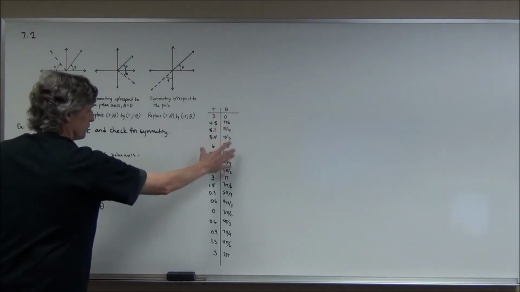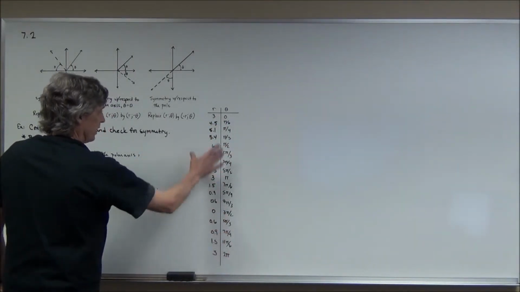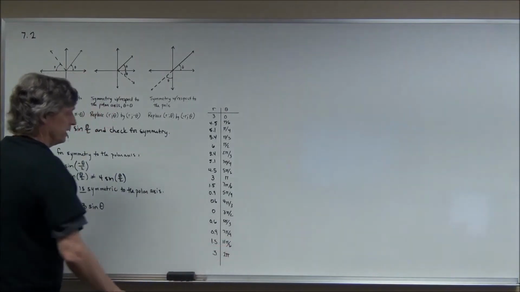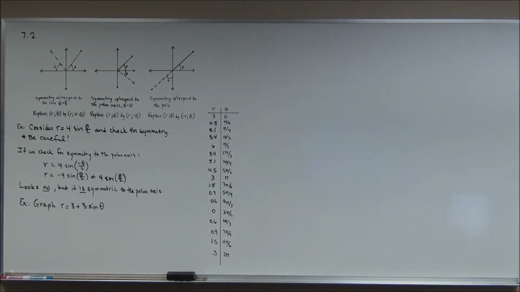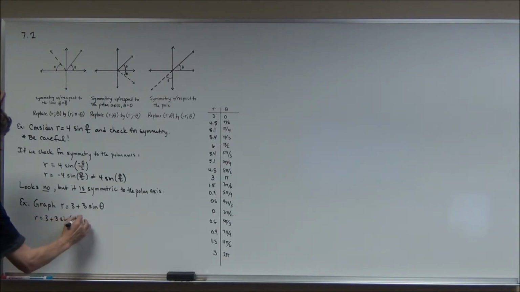This is really the most time-consuming part of the graph. If I list all these points here, it takes a while. But if I check for symmetry, and I believe this one has symmetry with respect to the line theta equals pi over 2, I replace (r, theta) with (r, pi minus theta). So I'm checking for symmetry here: r equals 3 plus 3 sine of pi minus theta.